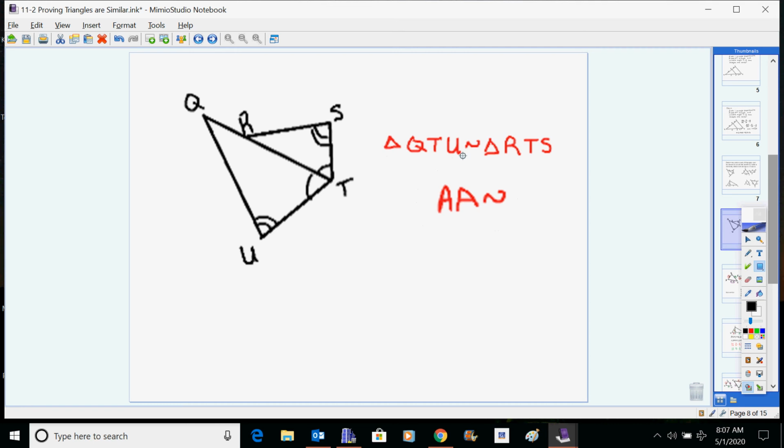The hardest part for you is going to be to make sure that your similar triangles are in the correct order. Triangle QTU. R goes with Q, those are the unmarked ones. T goes with T because they're marked congruent, and S goes with U because those are also marked congruent. So they are similar triangles. Triangle QTU is similar to triangle RTS because of angle-angle similarity.